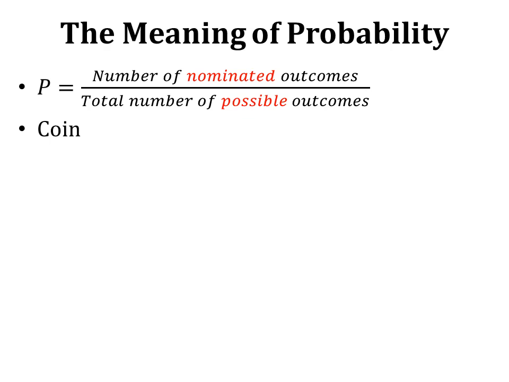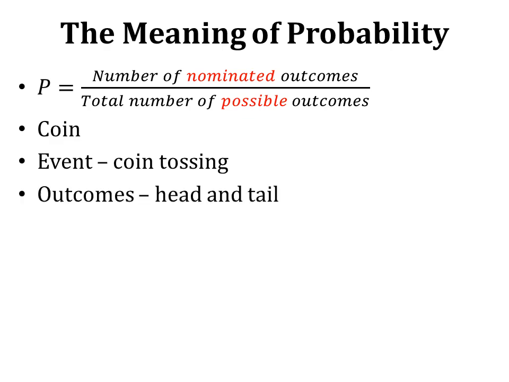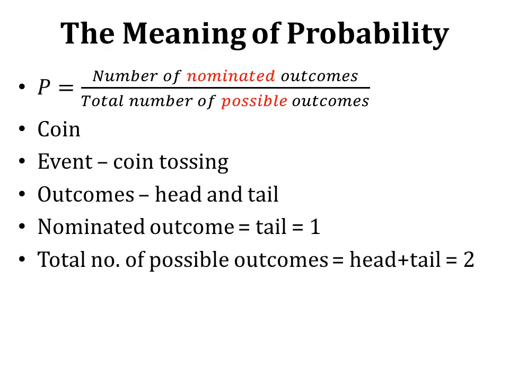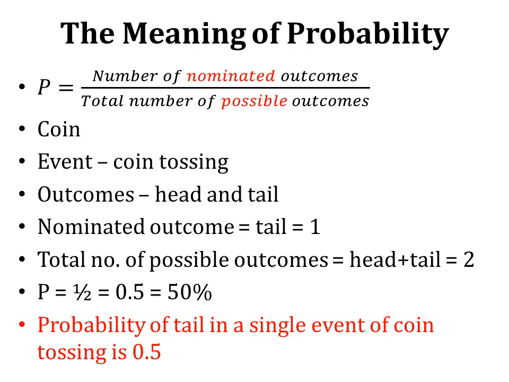And this is a simple example of coin tossing, showing how we can calculate probability. Probability is the number of nominated outcomes divided by the total number of possible outcomes. So the event here is coin tossing. Outcomes could be head or tail. Let's suppose our nominated outcome is tail, that is, what is the probability that tail is going to appear in one event of coin tossing? And what are the total number of possible outcomes? These are head and tail, so there are 2 possible outcomes. So probability is 1 by 2 or 0.5. The probability of tail in a single event of coin tossing is 0.5.